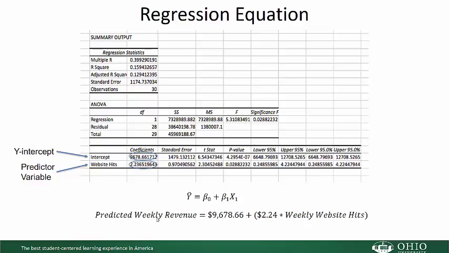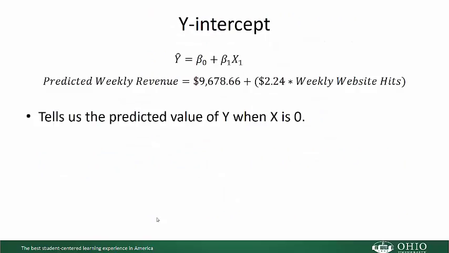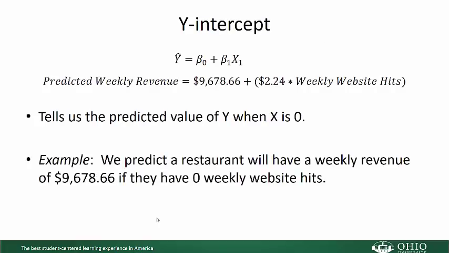So exactly what are the slope and y-intercept telling us? The y-intercept tells us the predicted value of Y when X is 0. In our example, that would mean that we predict that a restaurant will have a weekly revenue of $9,678 if they have 0 weekly website hits. Again, website hits is X, so if X is 0, they don't have any website hits, that means we would predict that their revenue would be $9,678.